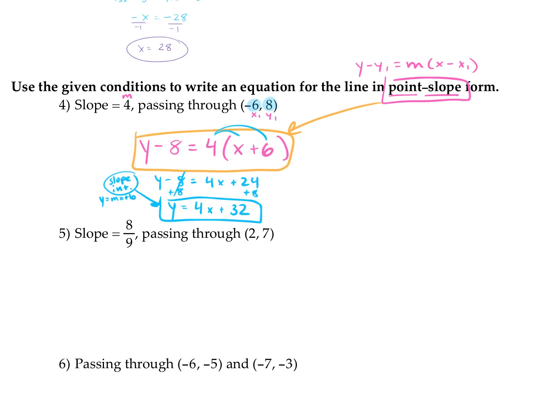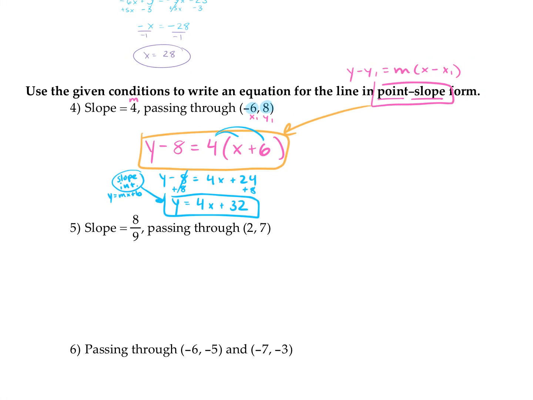All right, let's go to the next section. So in the next section, it says use the given conditions to write an equation for the line in point-slope form. So we talked about this yesterday. Point-slope form is y minus y1 is equal to m times x minus x1.